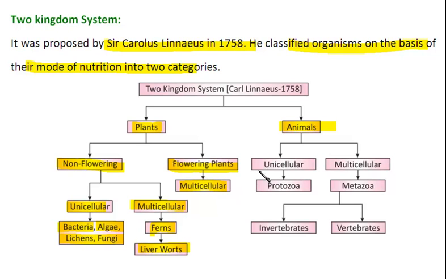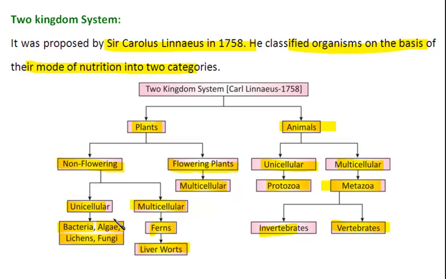On the other hand, the animals can also be classified in the same way, as unicellular and multicellular. Unicellular comprises a group known as protozoa. Multicellular forms a group known as metazoa. And further, depending on their basic features, they are classified as invertebrates and vertebrates. Right. So this is how Carolus Linnaeus classified all organisms into two groups.